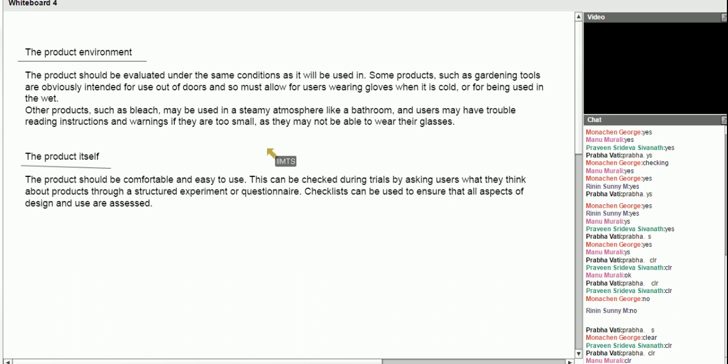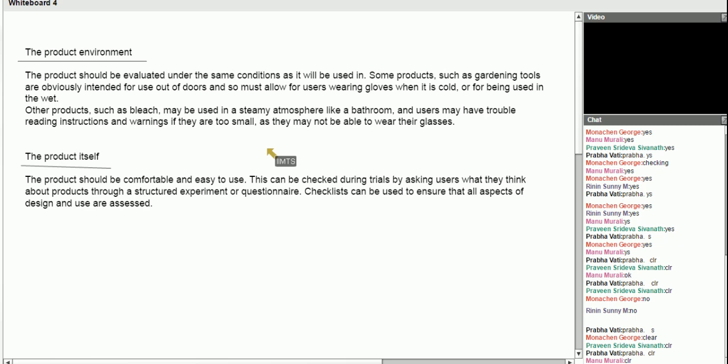Next is the product itself. The product should be comfortable and easy to use. This can be checked during the trials by asking the users what they think about products through a structured experiment or questionnaire. Checklists can be made to ensure that all aspects of design and use are assessed.